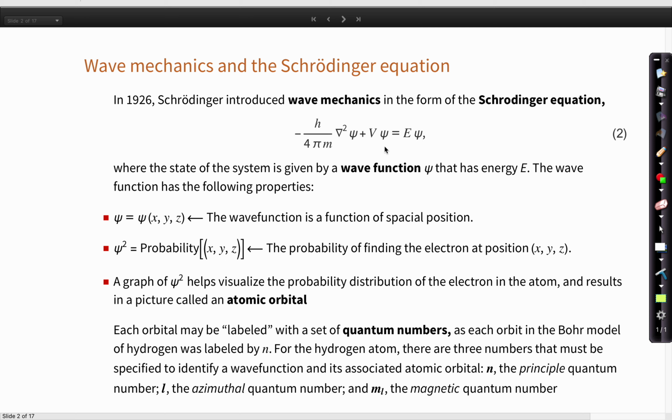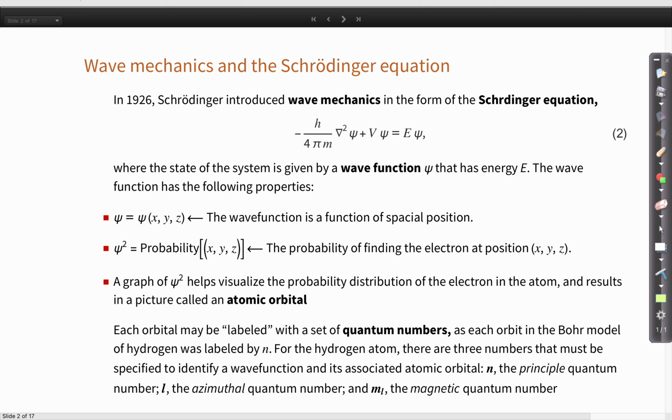You do not need to know this. This is not something that you're going to need to recreate. It certainly isn't something you're going to solve. This is way beyond the mathematics of a general chemistry course. But I just want to show it to you because I feel that everyone should at least see the Schrödinger equation at least one time in their lives.